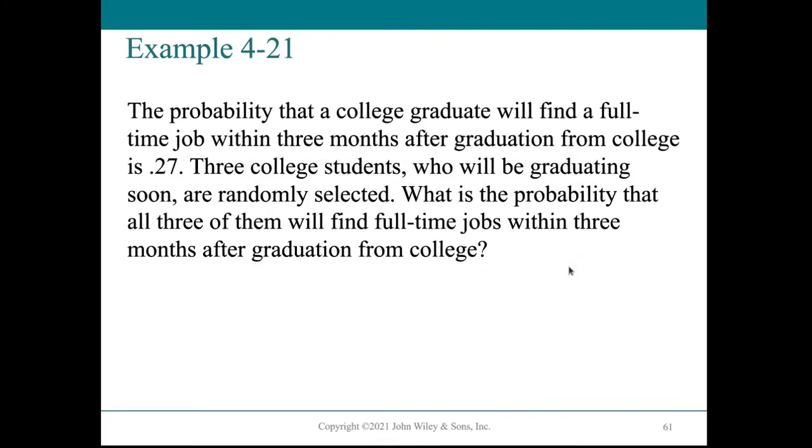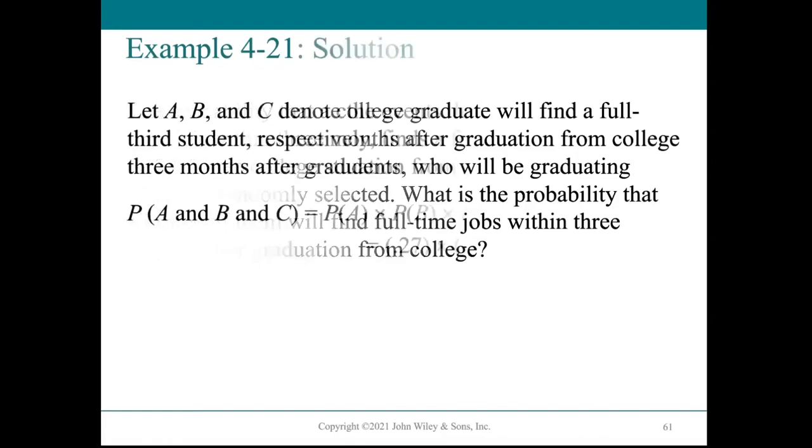Okay, let's look at another example. The probability that a college graduate will find a full-time job within 3 months after graduation from college is 0.27. So 3 college students who will be graduating soon are randomly selected. What is the probability that all 3 of them will find full-time jobs within 3 months after graduation from college?